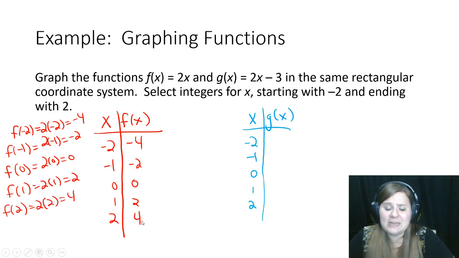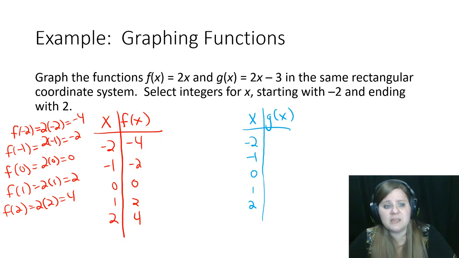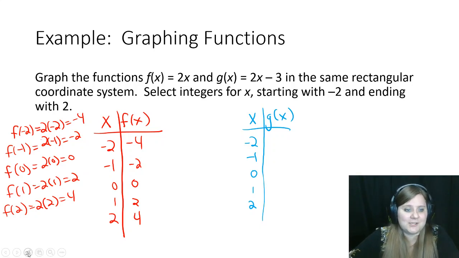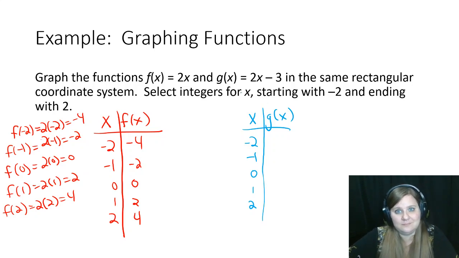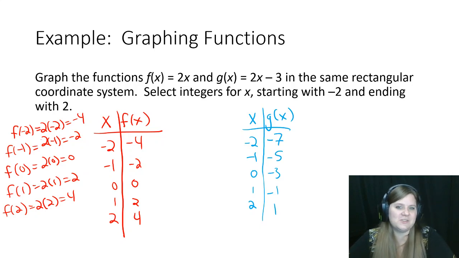Now, go ahead and fill in our other t-chart, making sure to show your work with function notation. If you need to pause the video, go ahead and do that now. Now, when you've plugged this in, you should get -7, -5, -3, -1, and 1. And so those are your values for g of x.